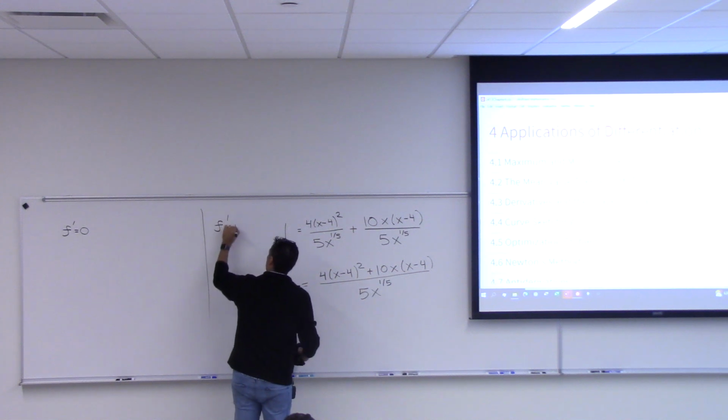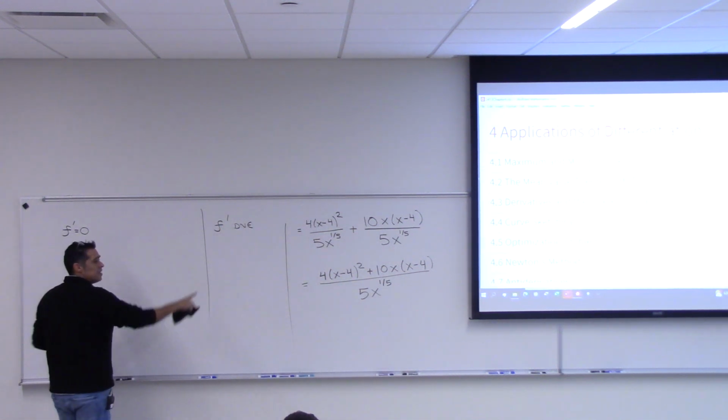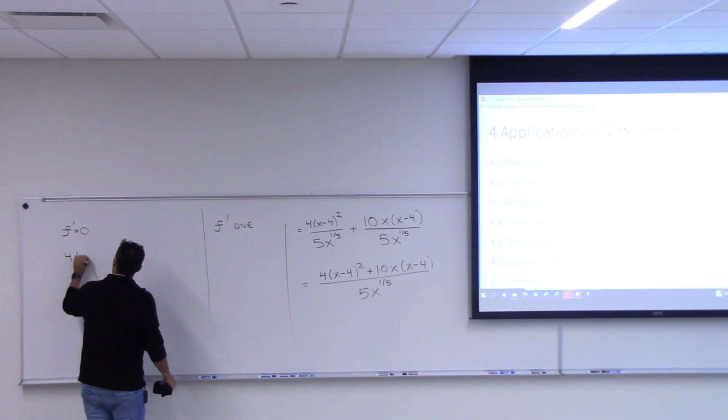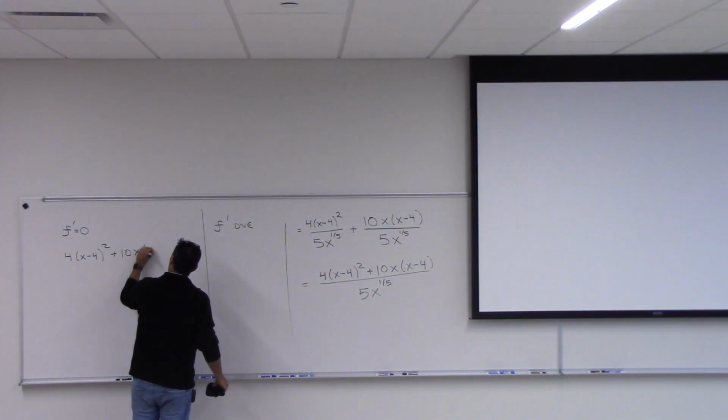And where does the derivative not exist? All right, so when is it 0? I'm going to set the top to 0, right? So (4x minus 4) squared, plus 10x, and then x minus 4.